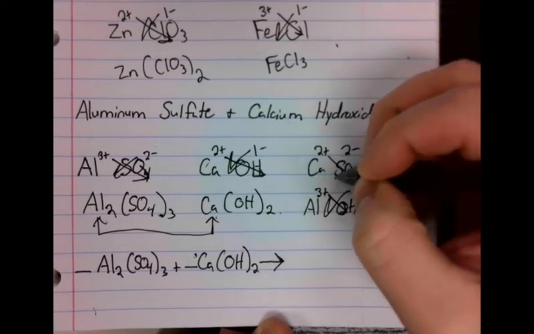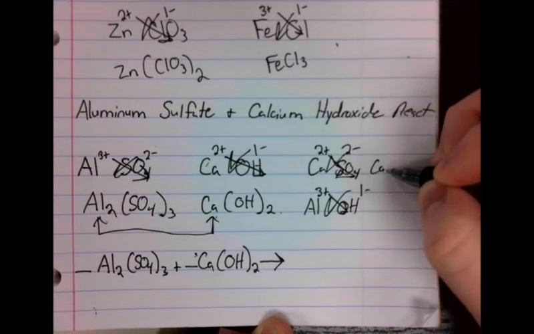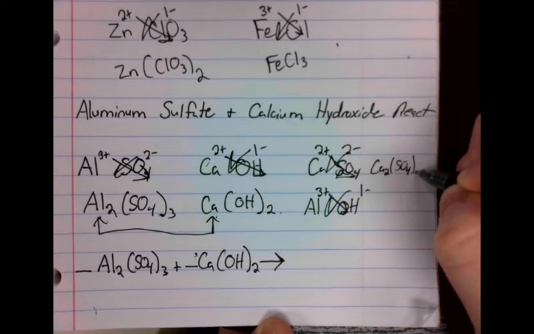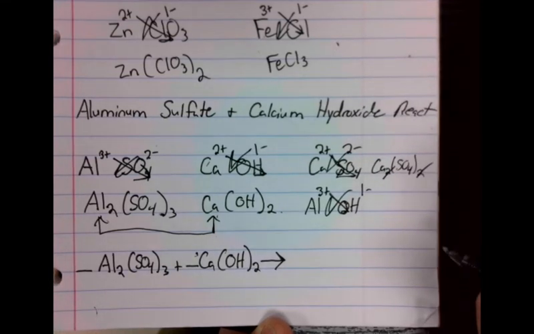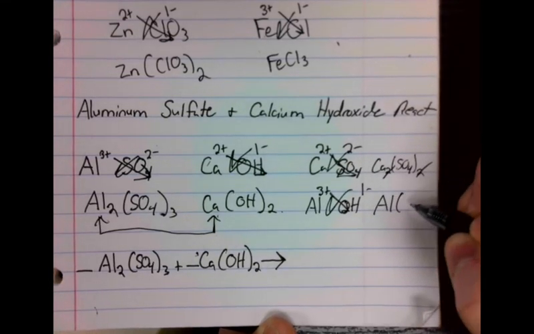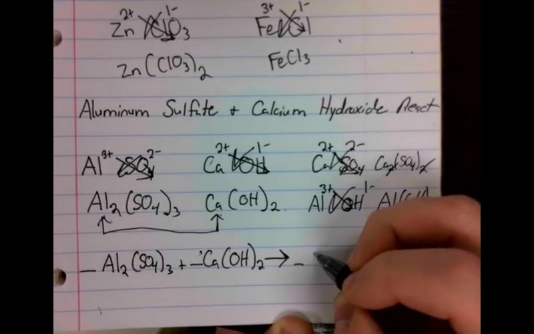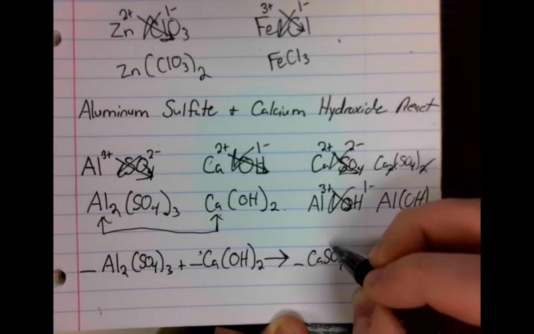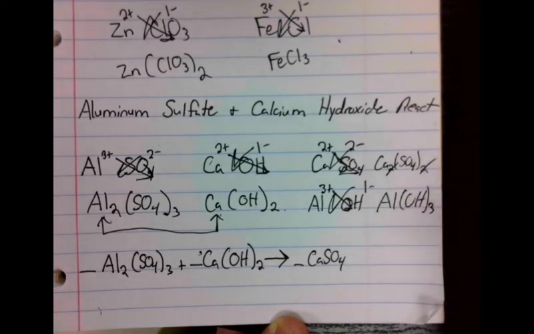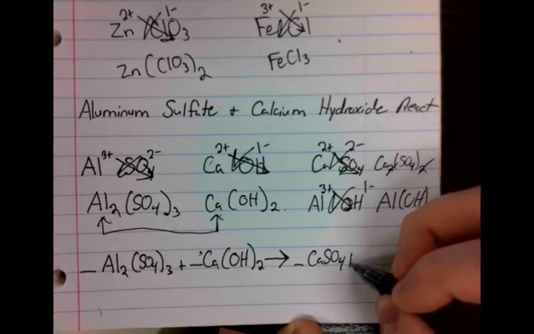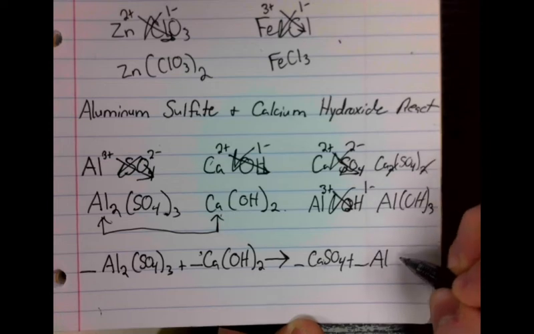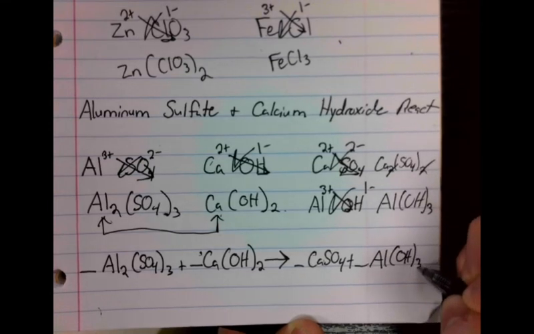So cross our charges, we'll get Ca2(SO4)2, which can be reduced. We can get rid of the 2's. And then AlOH3, which cannot be reduced. So we'll have CaSO4. You could put the SO4 in parentheses, but it doesn't need to be because it doesn't have a number with it, plus Al(OH)3.